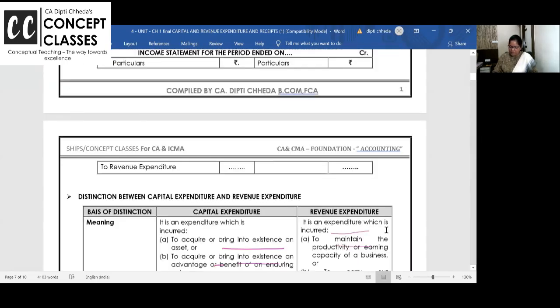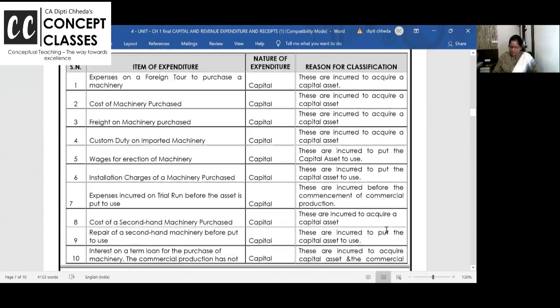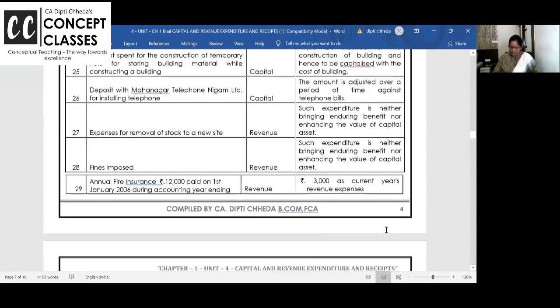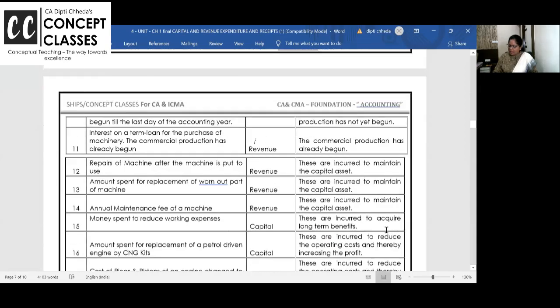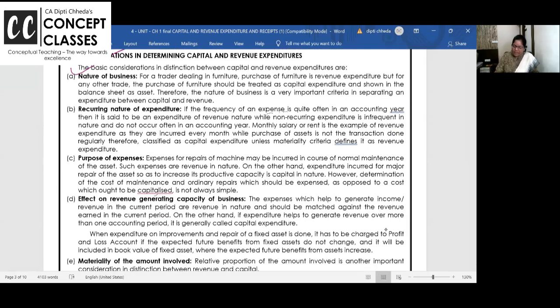We are finished with expenditure. Now capital and revenue receipts. So what is this? Let's read this once. Theory question, mark it, write it in your notebook. What are the factors which will help you to decide whether it is capital or revenue?